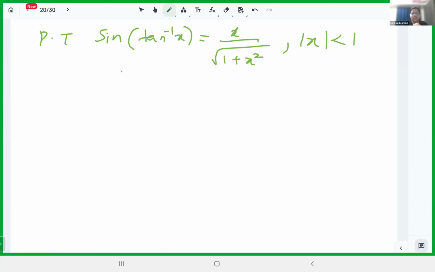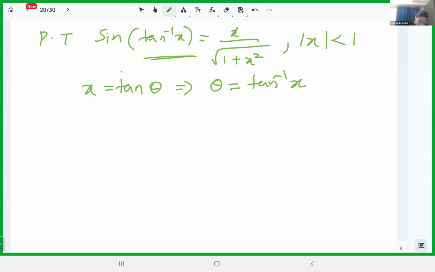Here also we have to do some kind of substitution. So what will we give as the value of x? Since it is a tan function, we'll give x as tan theta. I'm going to give x as tan theta. So from this you can say theta is equal to tan inverse x, right?